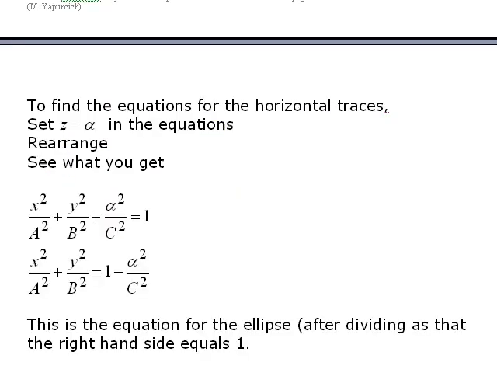So here's an example of that. Say you had an ellipsoid, and you want to find the horizontal traces. On the horizontal traces, z is a constant, so set z equal to alpha and put it in the equation. So that's what I did right here. Then rearrange and see what you get. To rearrange, I could put all the constants on one side, so that's sitting out here. On the other side, I have x squared over a squared plus y squared over b squared equals a constant. Well, I could divide that constant out, and after I divide it out, the right-hand side would equal 1, and that would be in the standard form for an ellipse. That's how you identify those traces as ellipses. Set one of the coordinates equal to alpha, a constant, and rearrange.